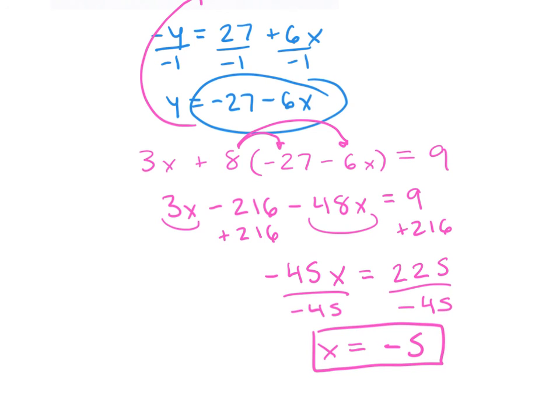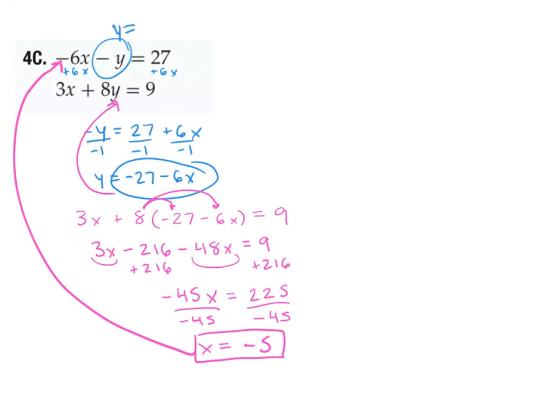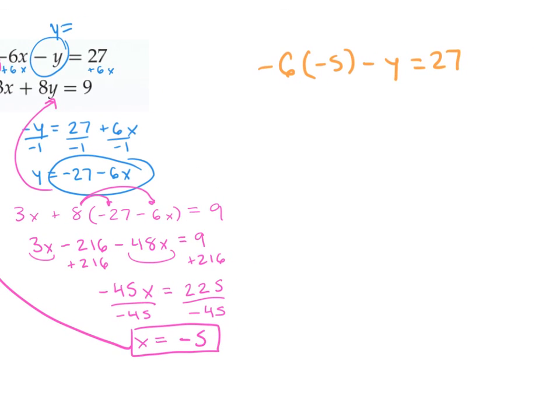What do we do with that? Which one are we going to plug it into? The first one. Sure, let's plug it into the first. So we have, let me write it over here, negative 6 times negative 5 minus y is equal to 27. How would we solve for y here? Multiply first. So what's negative 6 times negative 5? Positive 30 minus y is equal to 27.